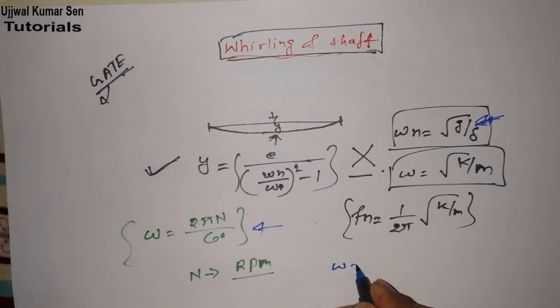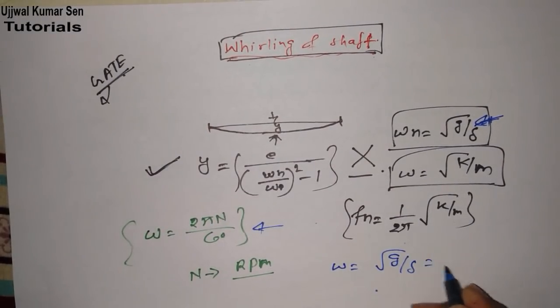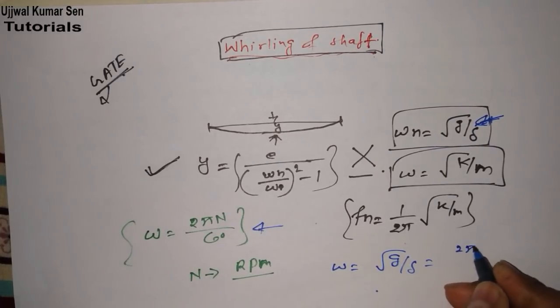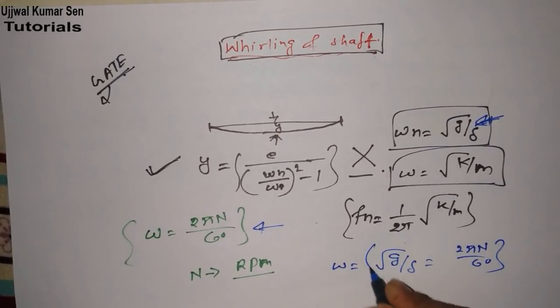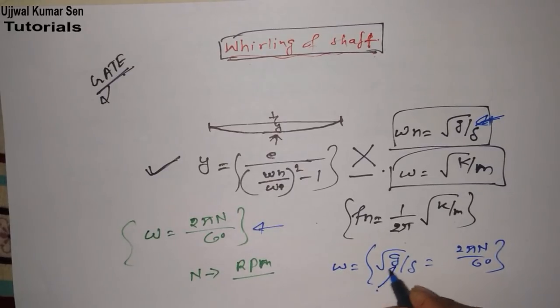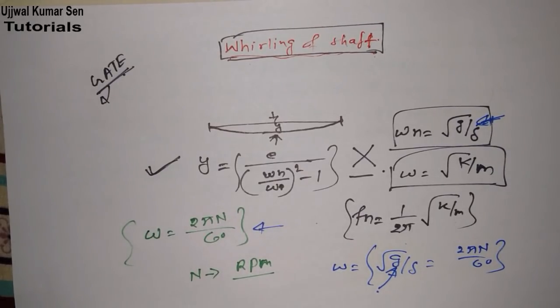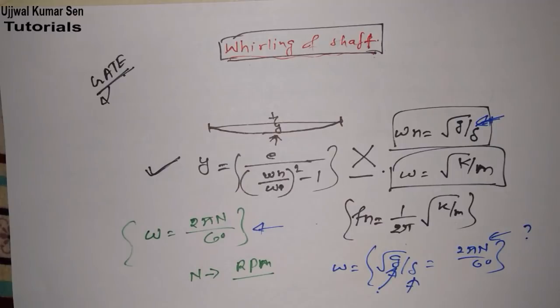Basically we know that omega is equal to root of g by delta, but omega is equal to, again we know, 2 pi N divided by 60. We'll put the value of g, that is acceleration due to gravity. We know delta, and we have to find out N. That means we have everything perfect in this numerical problem. We just need to go for it and solve it, then we will get the answer.